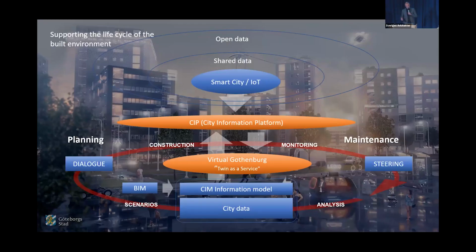And by using this kind of technique, you can have the virtual Gothenburg as a center and the information model. And the red arrow is actually the life cycle of the built environment. In every stage, you can have information in the digital twin and use it in your planning.